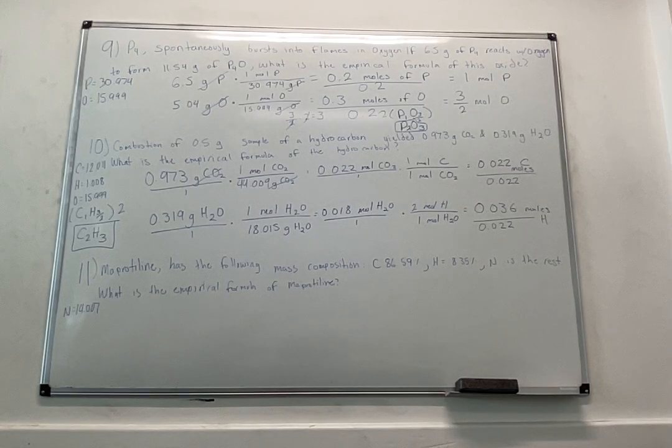Okay, number 11, mapropylene, I have no idea how to say that. Anyway, it has the following mass composition. This is an antidepressant apparently. I don't know why they tell us that. It's kind of weird. Carbon is 86.59%. Hydrogen is 8.35%. And nitrogen is the rest of what's in there. So, what is the empirical formula of mapropylene?